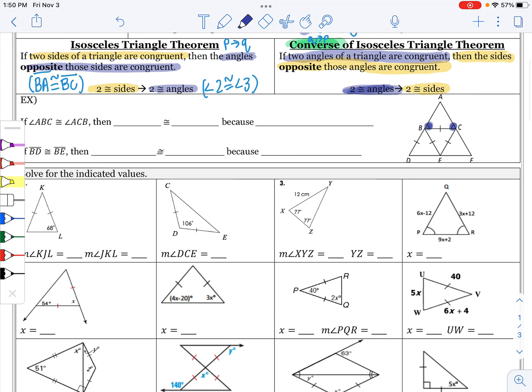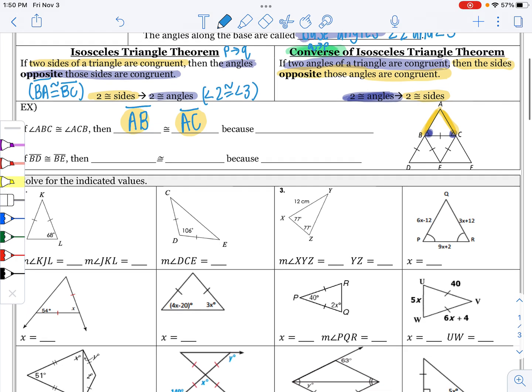Well, we just learned a theorem that's the converse theorem. It said if two angles of a triangle are congruent, then the sides opposite those angles are congruent. So the sides opposite those angles would be these. Angle B opens up to side AC. Angle C opens up to side AB. So what can we conclude? We can conclude that AB must be congruent to AC, and then thus that is an isosceles triangle. Why is that? That is because of the converse of isosceles triangle theorem.